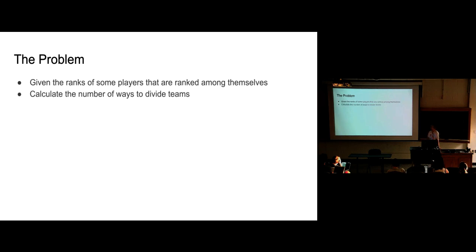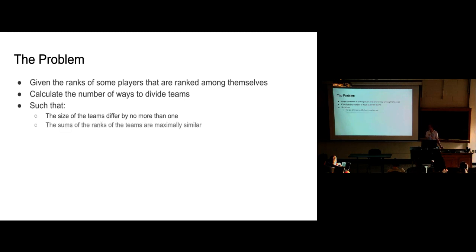Calculate the number of ways you could divide teams such that the size of the teams differs by no more than 1, and the sums of the ranks of the teams are maximally similar, and everybody has to be on a team.